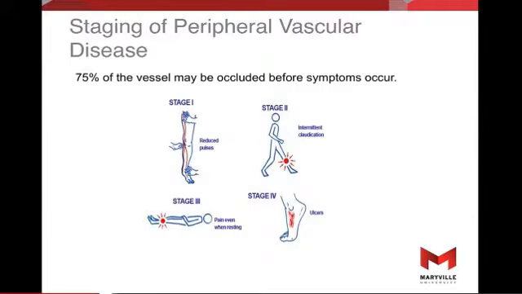So the staging of peripheral vascular disease: 75% of vessels may be occluded before symptoms even occur, which is that key thing, which is why we really want to get patients who are at risk and start screening for them. And we'll talk about some of the different screening tools you can do before they actually even develop it. So first sign would be reduced pulses. You notice that the velocity of the pulse is not as strong in one extremity. Then it becomes intermittent claudication. Stage 3 is pain when resting, and stage 4 leads to ulcers.